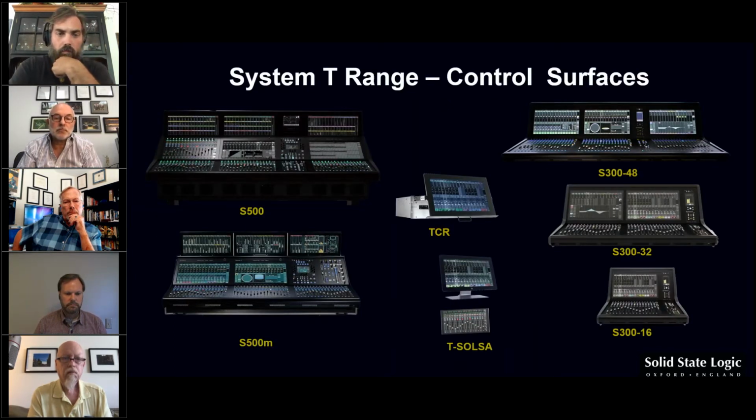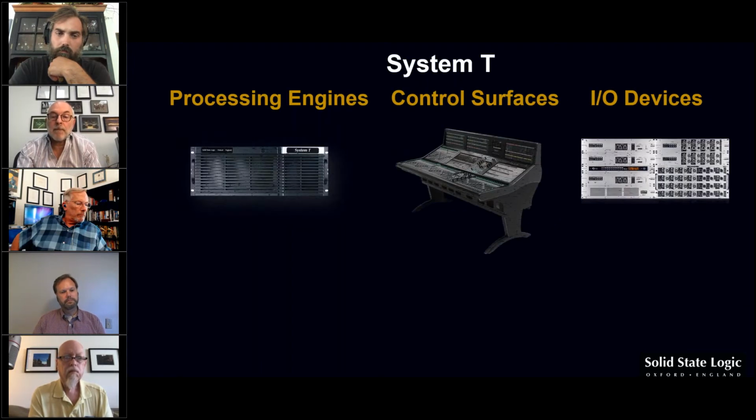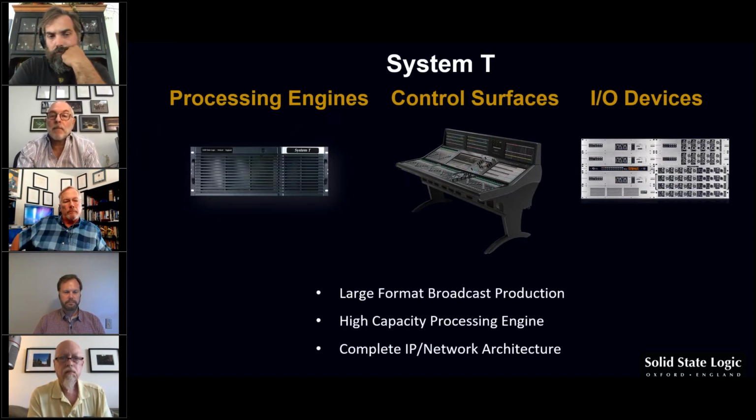System T also has a full range of surfaces. The S500 is the large format surface, which can go up to 96 faders. On the right-hand side, we have the S300, which goes from 16 to 48 faders, and even the Tempest control rack in the middle, the TCR, is actually a control surface for a System T engine that doesn't require any control surface, purely a touchscreen driven interface. We also have our T-Salsa application, which is a remote offline online, and we'll talk about that a little bit as well. So System T, basically from the broadcast side, is processing engines and surfaces and I/O devices.